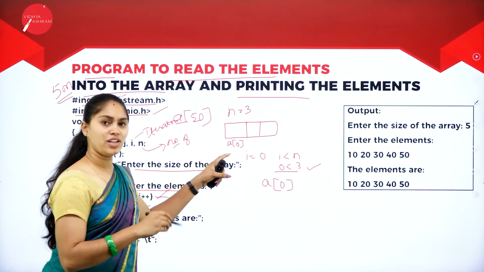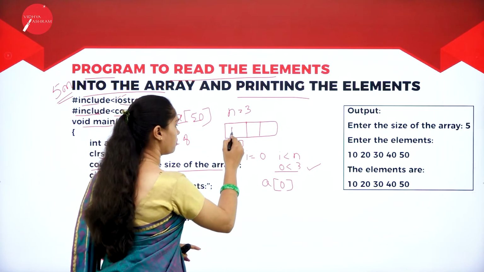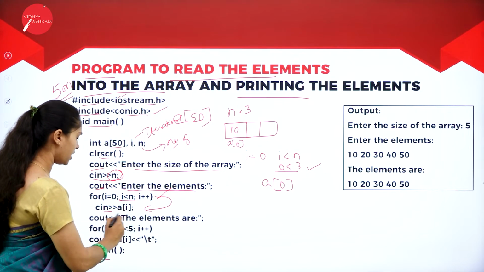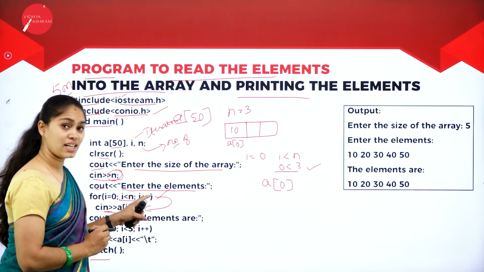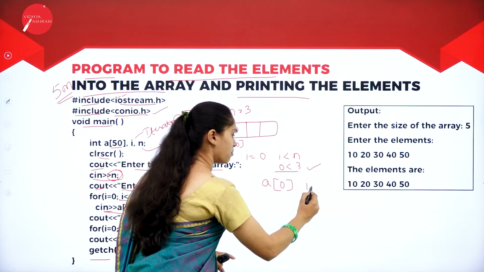Now, I am going to give some value to the first element of an array. Let me consider that value as 10. Then, once it is over, it will come back to expression 3. That is the increment operator, i plus plus.